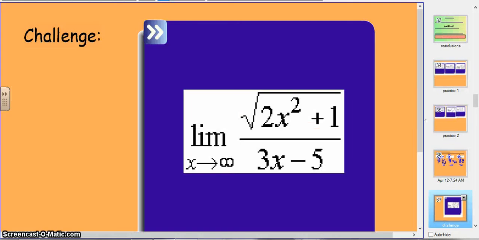Okay, take a look. This is the challenge question. You can use your calculator to help you, but this one is super tricky. So I want you to think about this and see if you can figure it out, and we're going to go over it next class.